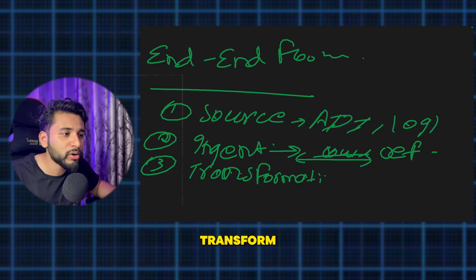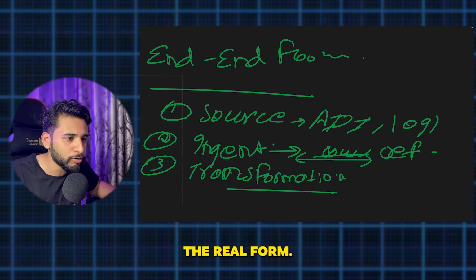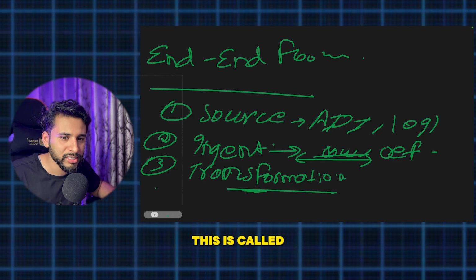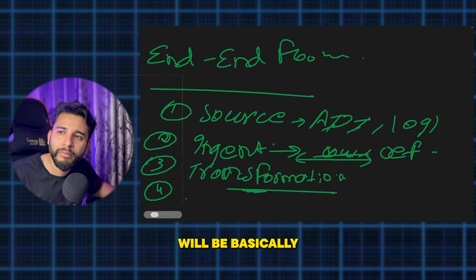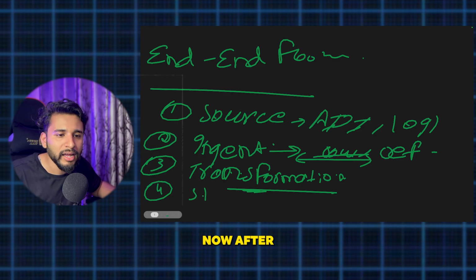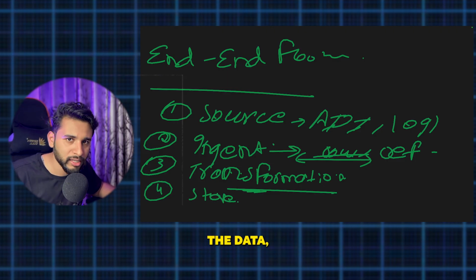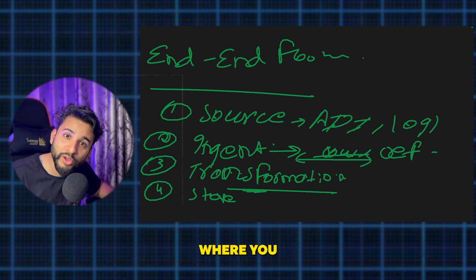That is called, I want to transform the data. It is not in the real form now. I want to transform all these things. This is called transformation. The fourth thing is how to store the data. After transformation, after ingesting the data, you need a proper source where you can store the data.